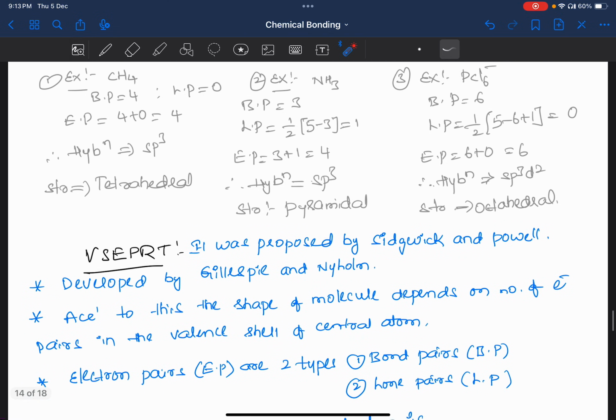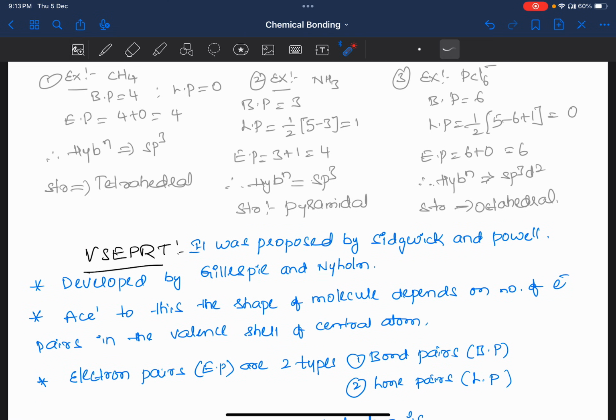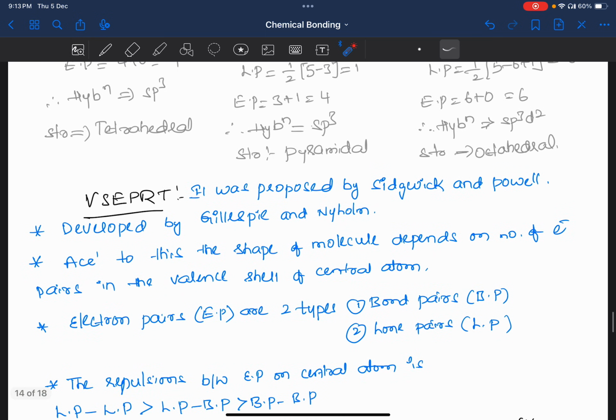And next, VSEPR theory. It was proposed by Sidgwick and Powell, and developed by Gillespie and Nyholm. Simply, I explain some points. According to the VSEPR theory, the shape of a molecule depends on the number of electron pairs in the valence shell of the central atom. According to this theory, in any molecule the electron pairs are of two types: bond pairs and lone pairs.